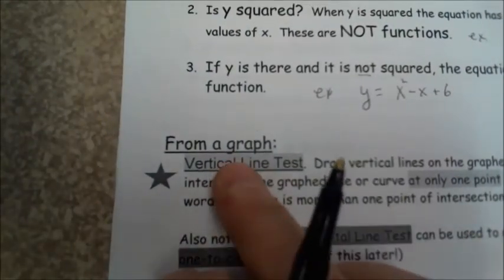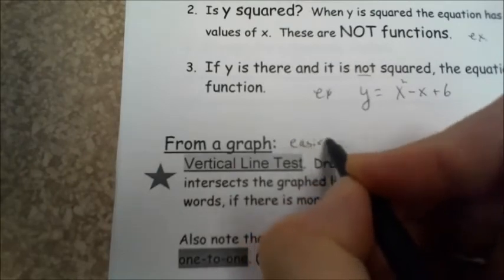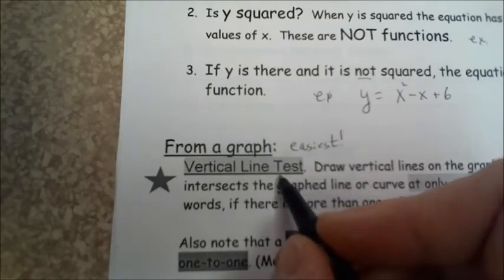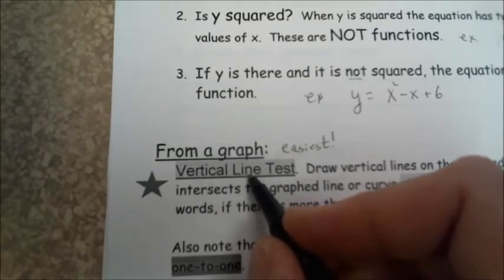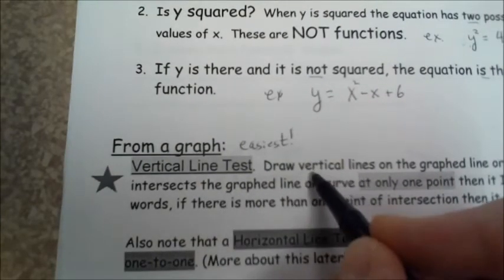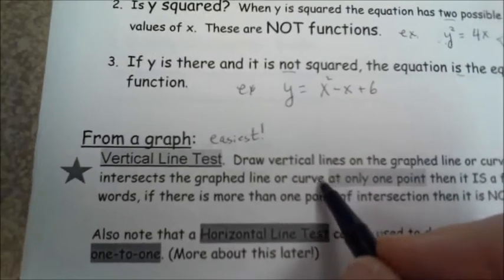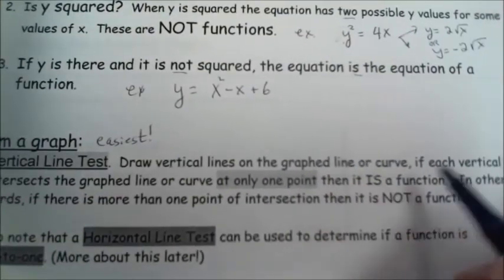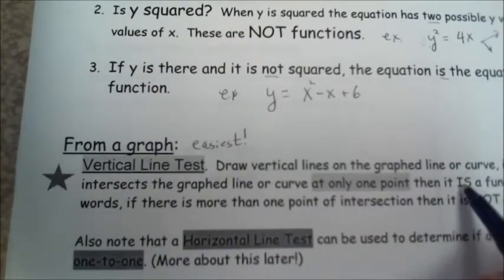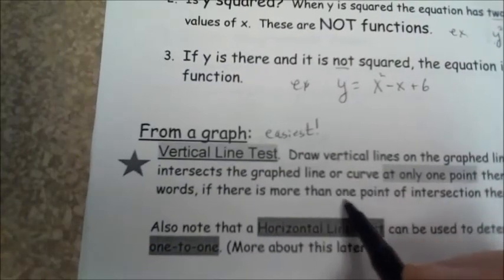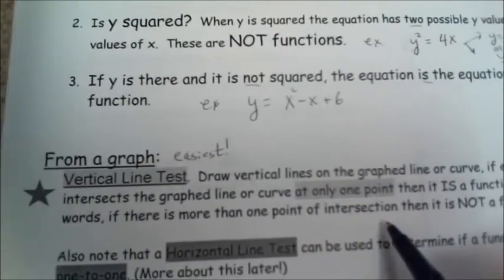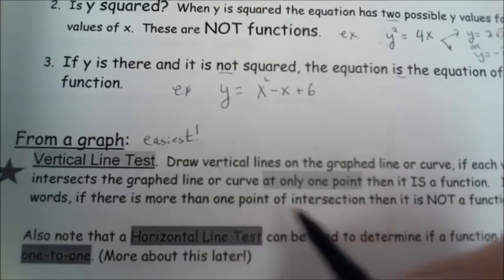Sometimes you're going to be asked to look at a graph, and this is the easiest way to tell if something is a function, because you're going to do something called the vertical line test. I hope you remember that one from Algebra 1 also. What a vertical line test does is you draw a vertical line, that's the up and down lines, on the graph. If each vertical line intersects the graph at only one point, then it is a function. In other words, if there is more than one point of intersection of the vertical line and the graph, then it's not a function.